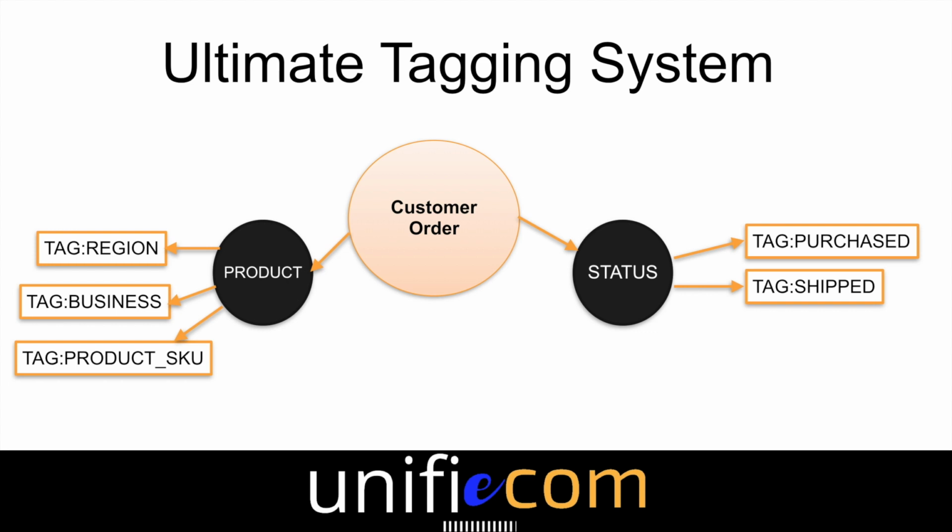So what happens is, when a customer places an order, he's buying a certain product, and there will also be a status of the shipping, whether it's been purchased, the payment has been done, or whether it's been shipped from the Amazon warehouse or not. So we are placing a tag based on the region, business, and the SKU. So why is it so powerful?